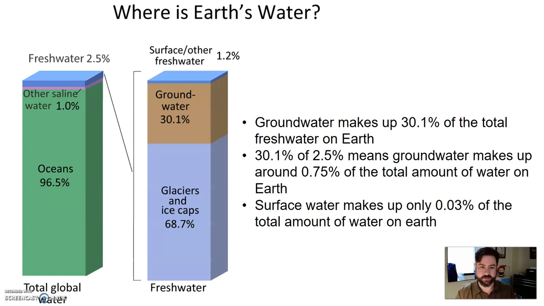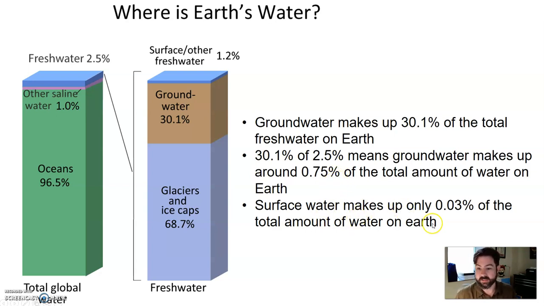Thinking back to last unit, this was introduced: fresh water only makes up 2.5% of the Earth's water. Of that 2.5%, 30.1% of it is groundwater. So 30.1% of 2.5% is actually about 0.75% of the total Earth's water that is groundwater. All right, so if we think about all of the Earth's water, 0.75% of that is groundwater.